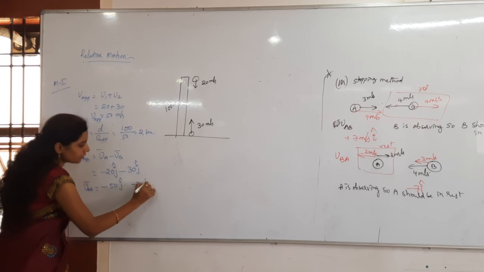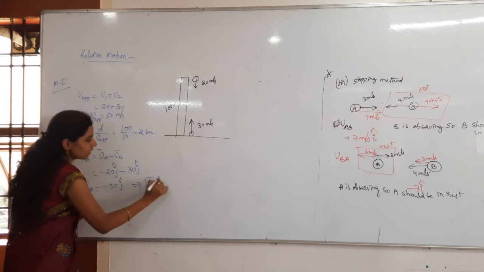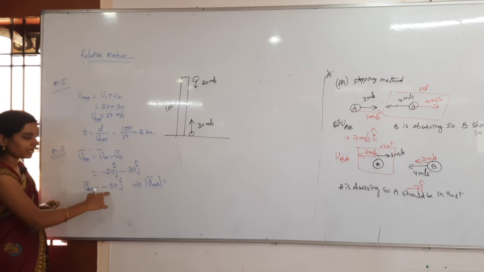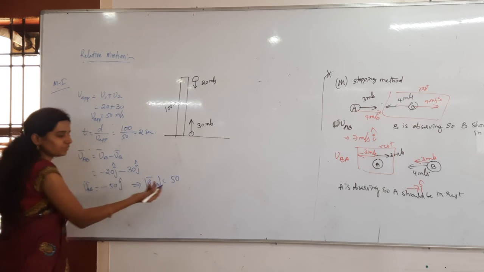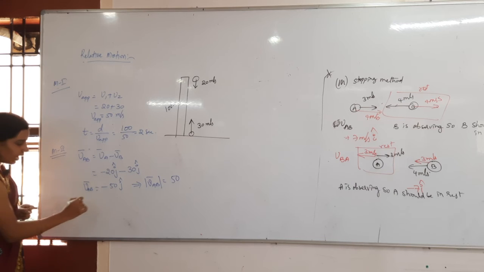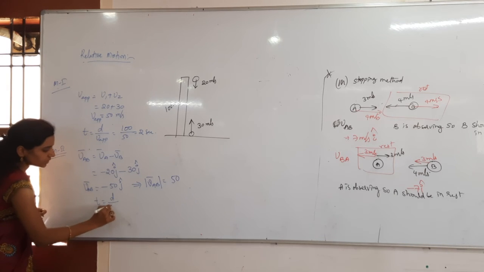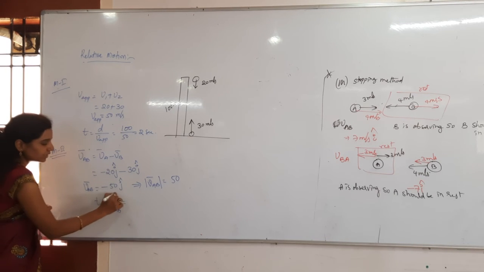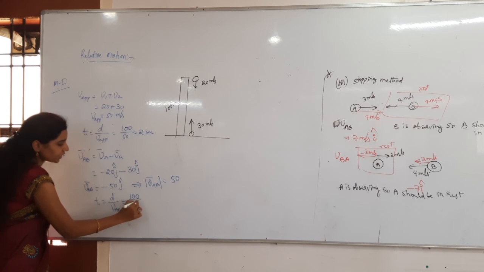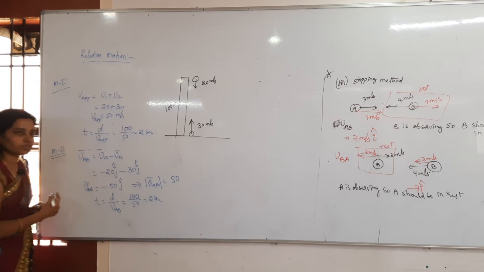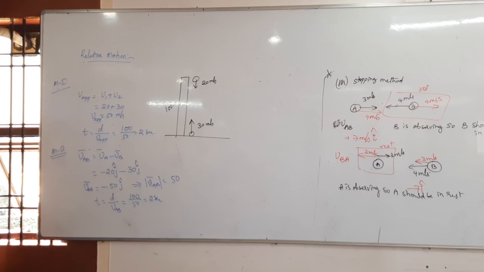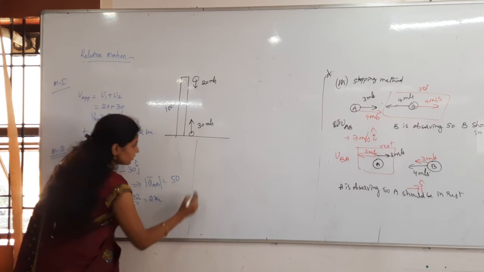Now I want to find the modulus of VAB. Modulus of VAB, minus 50 j cap, nothing but 50 only, plus 50. Again, time is equal to distance by relative velocity. Distance is 100, by 50, again 2 seconds only. Clear? Then we will do the stopping method.